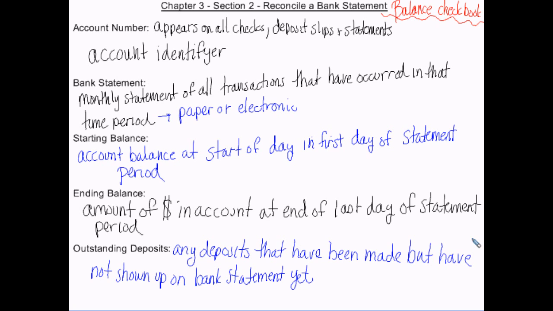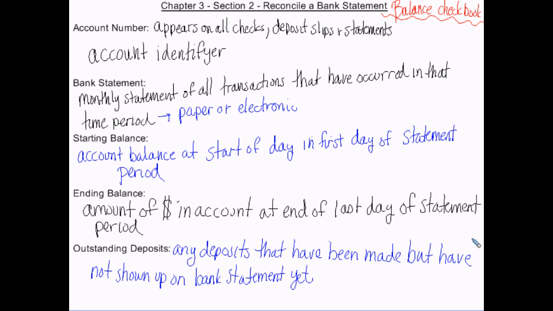Your starting balance is the account balance at the start of the day. So whatever time the business day is for the bank, be that like 8 or 9, whatever balance you had in the account at like 8 a.m. on the 1st is your starting balance.